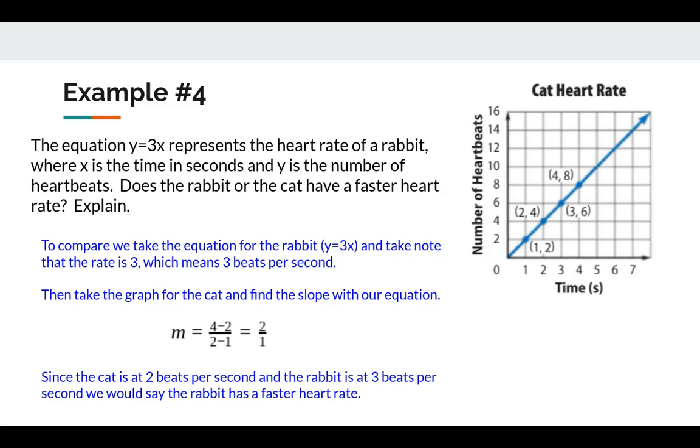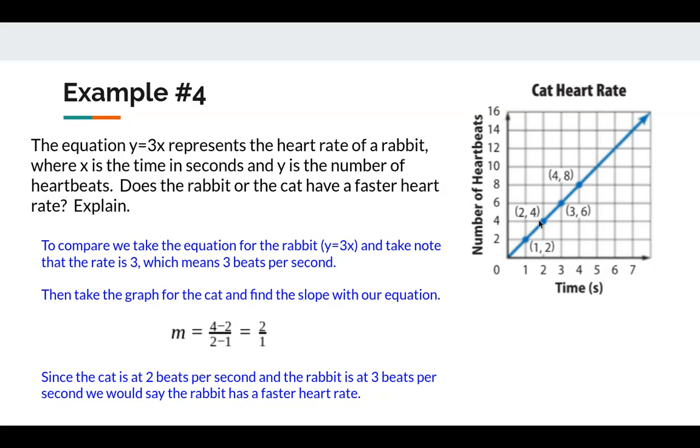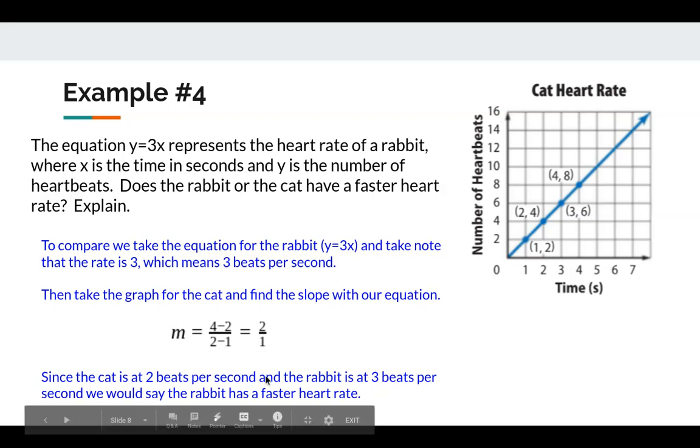Now the cat is a little bit different because I have to look at the graph. I actually found the slope. I took 2 points, point 1, 2 and point 2, 4. I subtracted 4 minus 2 in my numerator and 2 minus 1 in the denominator, and I got 2 over 1. That means 2 beats per second. So we're able to compare the rates: the rabbit is 3 beats per second and the cat is 2 beats per second, and the rabbit has a faster heart rate.